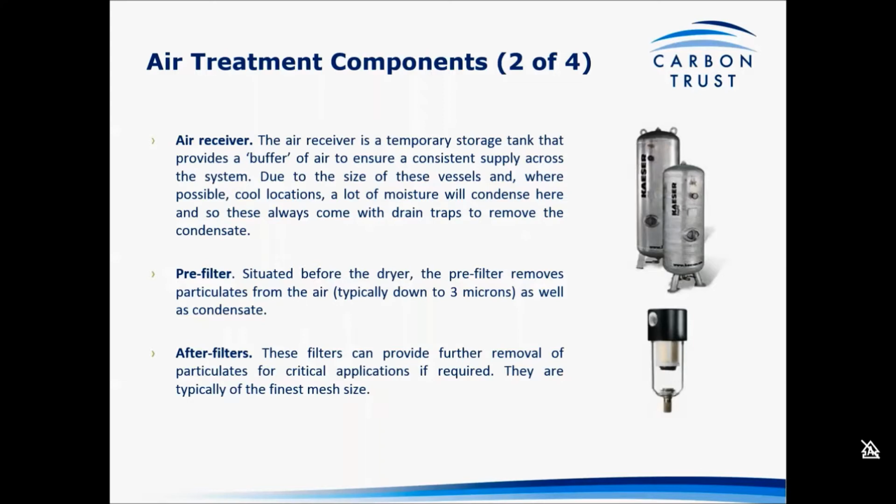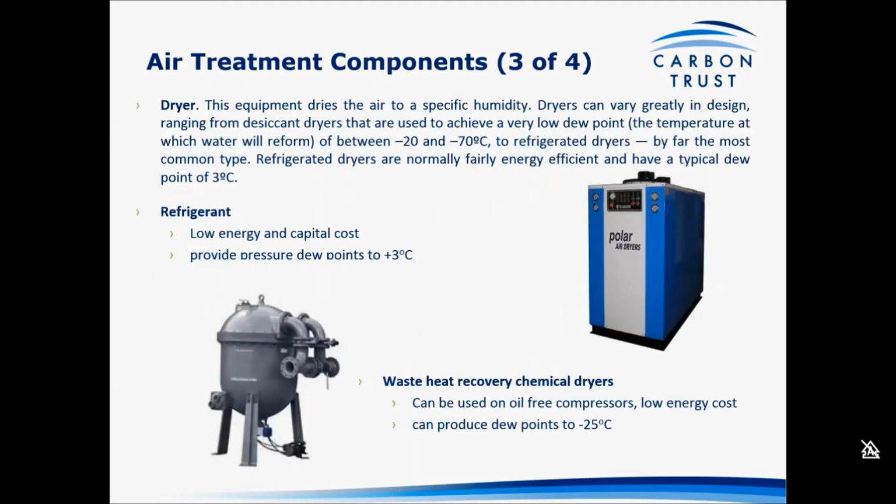The receiver, it's just a big tank, and it's to provide some kind of buffering between the generating plant and the demand. It just helps with the control of the compressor as well. After that, then you're into the pre-filter and after filters. Again, these are just there to try to clean up the air and remove some of the particulates and the oil from the system. The dryer that takes the humidity of the air right down.